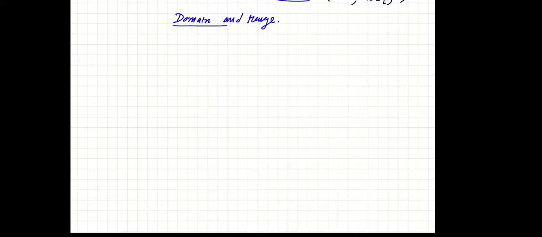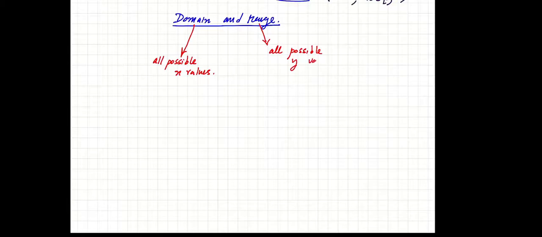So what is the meaning of domain and range? What is domain? All possible x values. What is range here? All possible y values, right? All possible y values.